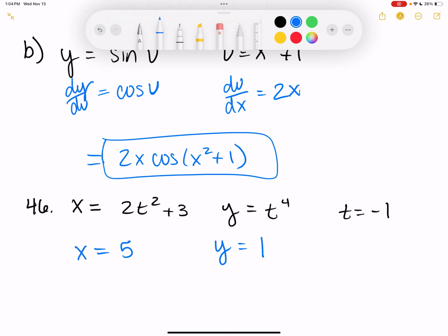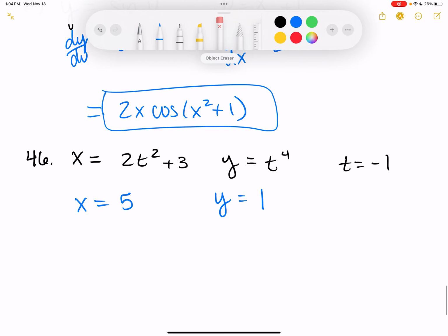All right, so a little bit different compared to the ones that we had been doing, but since I have two separate equations here, I need to, well, there's a couple different ways I can do this, but the easy way is to take the derivative of each equation and then use the slope formula, delta y over delta x. So, what is the derivative of x? So what is dx dt? 4t. Yep. And what is dy dt? 4t cubed. Yep.